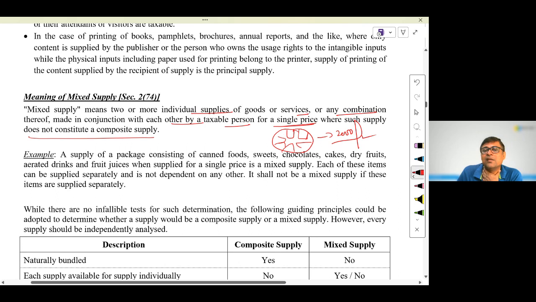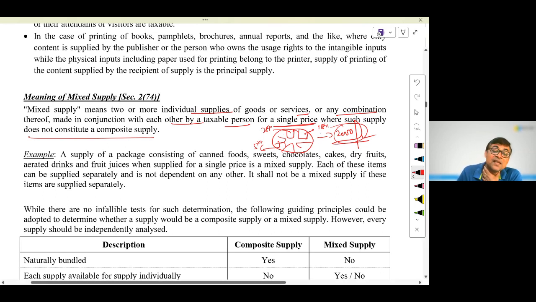Now, say these items are taxable at the rate of 18%. These are taxable at 5%. These are taxable at, say, 28%. In that case, out of this 2000, they are charging a single price for this entire plate, entire hamper. They are charging 2000 rupees. The question arises: what should be the rate of GST? Is it 18%, 28% or 5%?